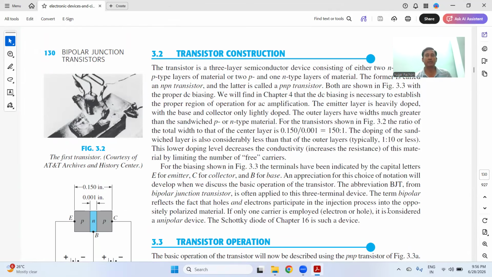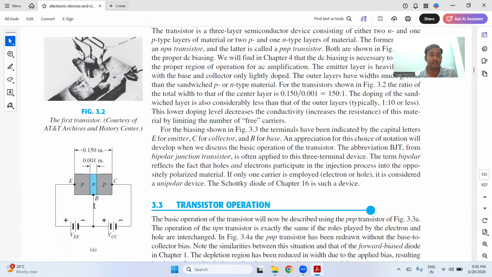Let's move our discussion from the history to the current perspective. The construction of a transistor consists of three regions. For example, in this figure, this is PNP. Likewise, there will be NPN also. And I already told you in the beginning of the discussion that there are two types of transistors: one is NPN and another is PNP.